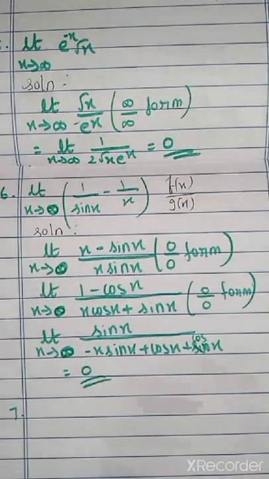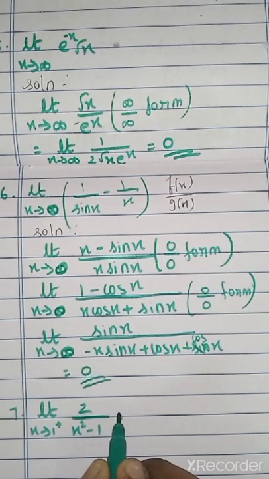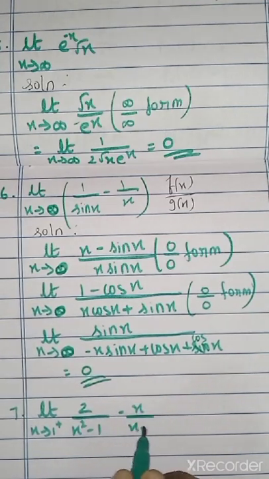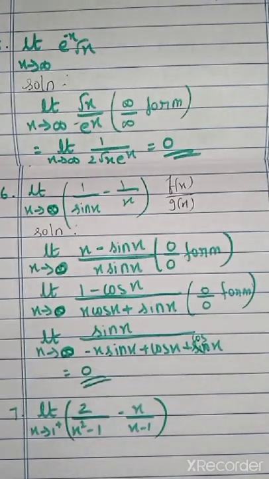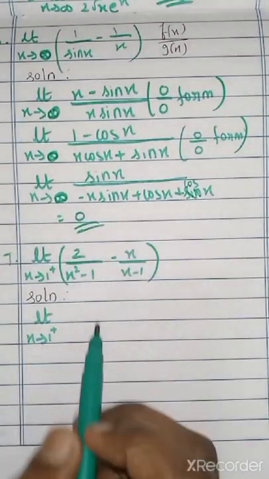7th one. Limit x tends to 1 plus, 2 by x square minus 1 minus x by x minus 1. This is your question. Okay, let's see the solution. So limit x tends to 1 plus. Now we can't use the L'Hopital rule here, so we can cross multiply.